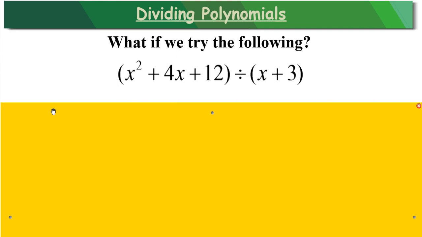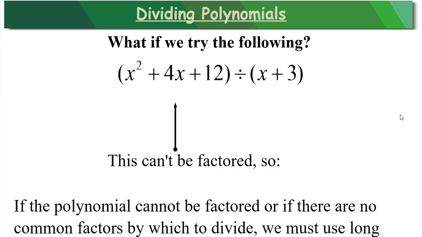Last part is the special case. Let's say I have the following. Well, I've got a dividing it by a binomial, so I would try to factor the top. I need two numbers that multiply to make 12, add up to be 4. You can search high and low, but the problem is that one can't be factored.